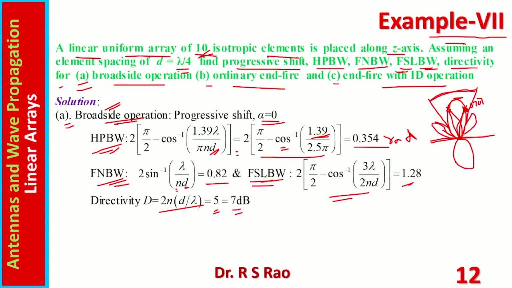Now what is the first side lobe beam width? See, here you can notice the existence of 2 side lobes. Immediate side lobes are called first side lobes. This is one side lobe. This is another side lobe. One can draw a line passing through the side lobe maximum like this. Another line passing through the maximum of another side lobe. The angular distance between these two gives the first side lobe beam width.